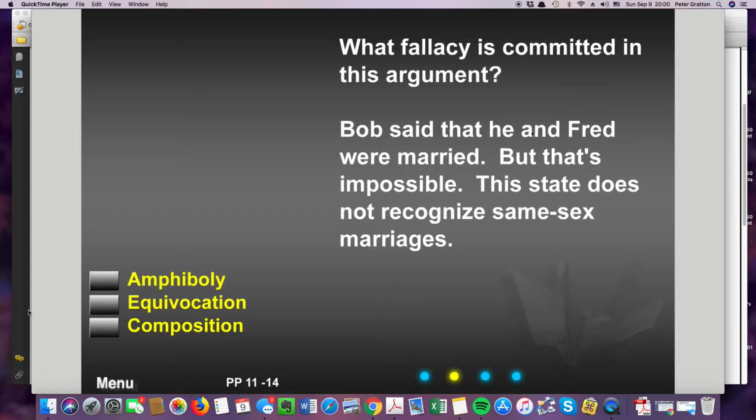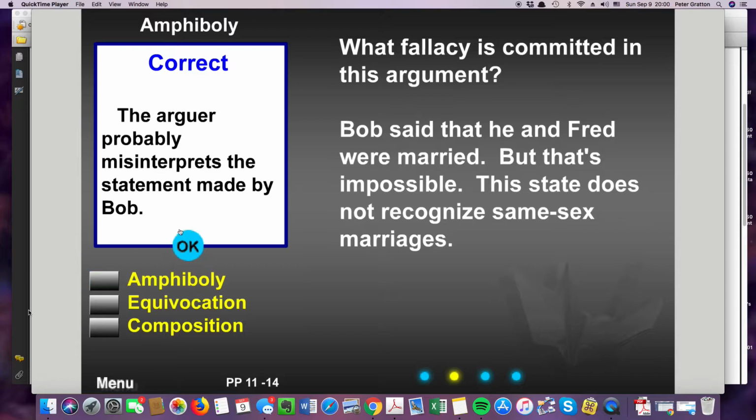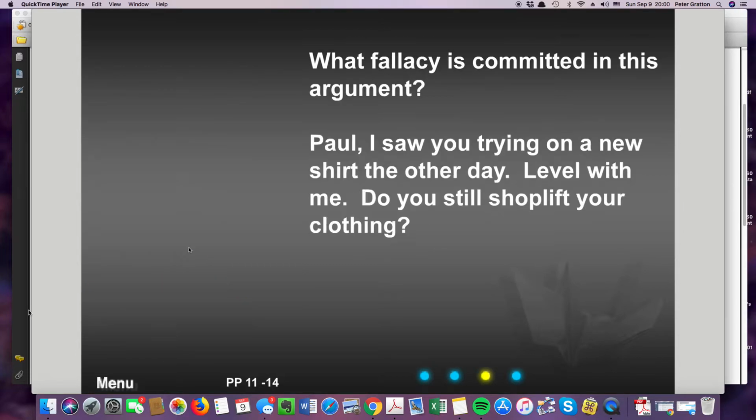Because Bob said that he and Fred were married could mean one of two things. A, that he and Fred are married, or what else? That Bob is married to perhaps somebody named Jane and Fred is married to someone named Sonia, right? In other words, they may both be married, but not to each other. It's an ambiguous phrase. And therefore, because somebody else is making a conclusion based upon it, it's an amphiboly. The arguer probably misinterprets the statement made by Bob.